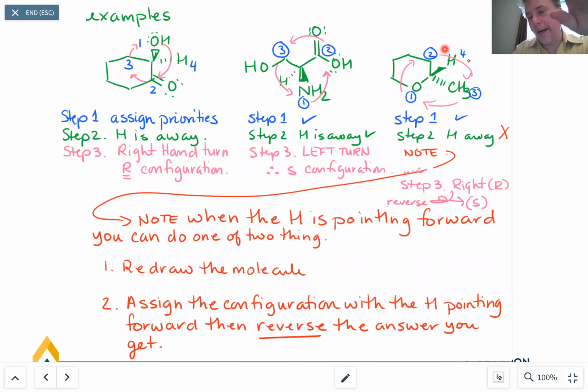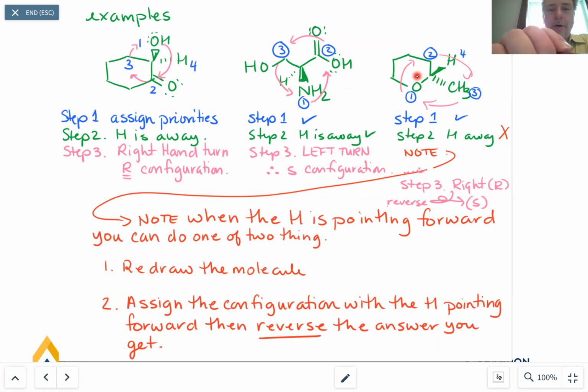So if this is a right-hand turn here, R, going from 1 to 2 to 3, because this proton is pointing towards us, I know that instead of being R, I have to flip it to make it S, because we've got the wrong perspective on the proton. Or you could redraw it. But I think the easiest way is that if you've got the proton pointing towards you, whatever answer you get, you reverse it.